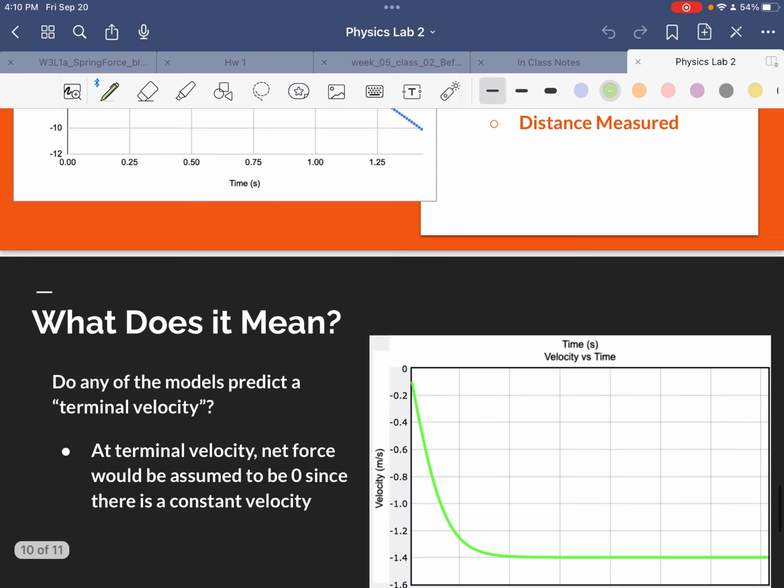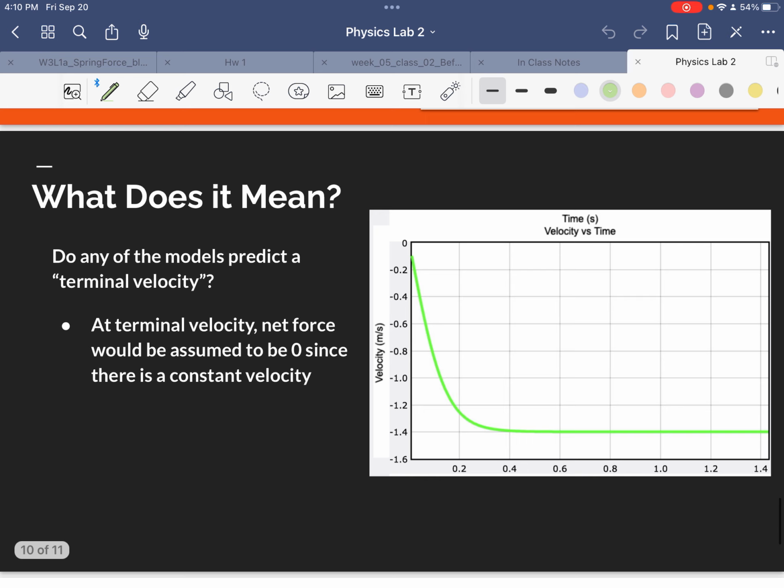And the next slide discusses the what does it mean questions, which is, do any of the models predict a terminal velocity? And the answer is yes. In both models, the drag and no drag computational model, a terminal velocity was predicted and can be seen in the graph on the right, which shows that the velocity of the coffee filter maxed out at around negative 1.4 meters per second. And at terminal velocity, the net force would be assumed to be 0, since at that point there's a constant velocity, and Newton's second law says that an object that's moving at constant velocity, that means that there are no unbalanced net forces acting upon it.